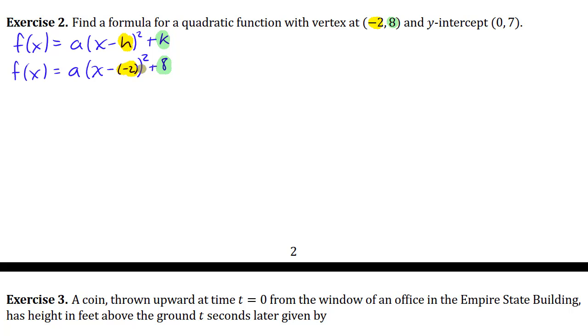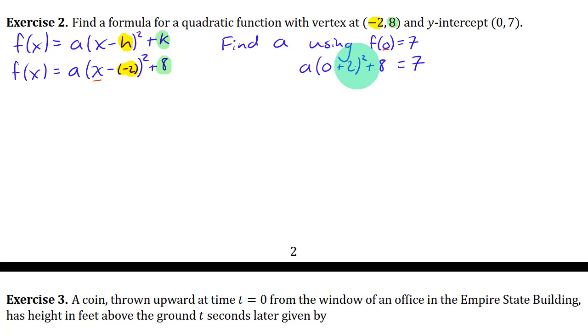But we don't know what the value of a is to really write out this formula in a regular way. So to get the value of a, we're going to use the y-intercept. So the fact that f of 0 is 7. Saying f of 0 is 7, well, let's write that formula out here. F of 0 means I'm going to take the 0 and plug it in for x, so that's going to look like a times 0 plus 2 squared plus 8.